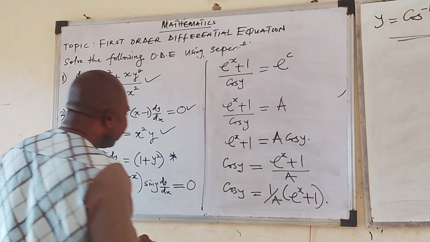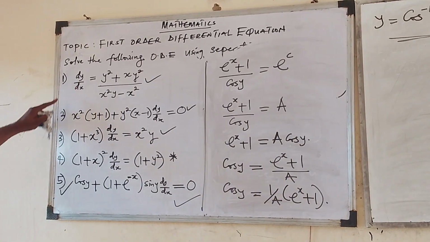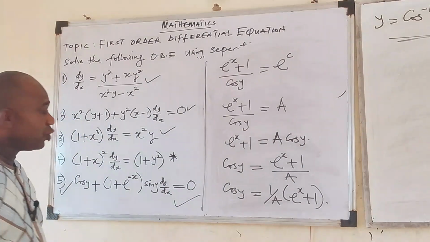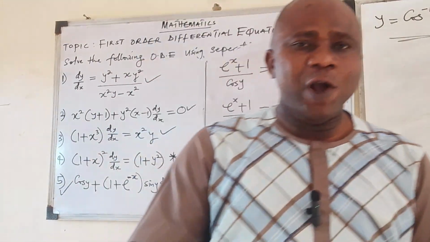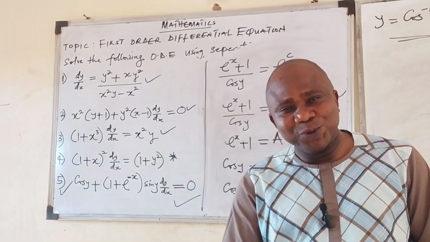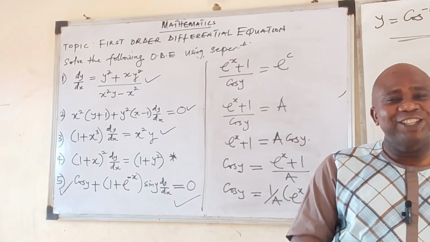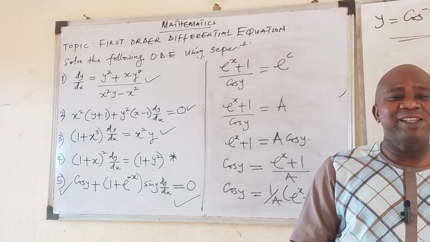As you can see, we have actually solved question number 1, question number 2, question number 3, and of course question number 5. I left question number 4 for you to do as an assignment. So please make sure you answer question number 4 and drop your answer in the comment section.